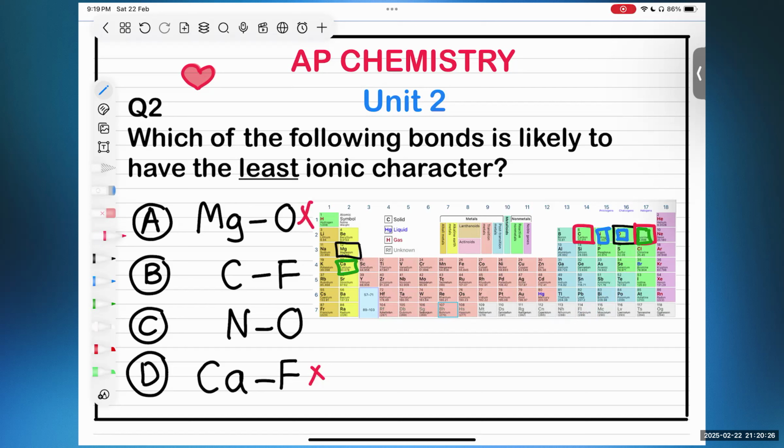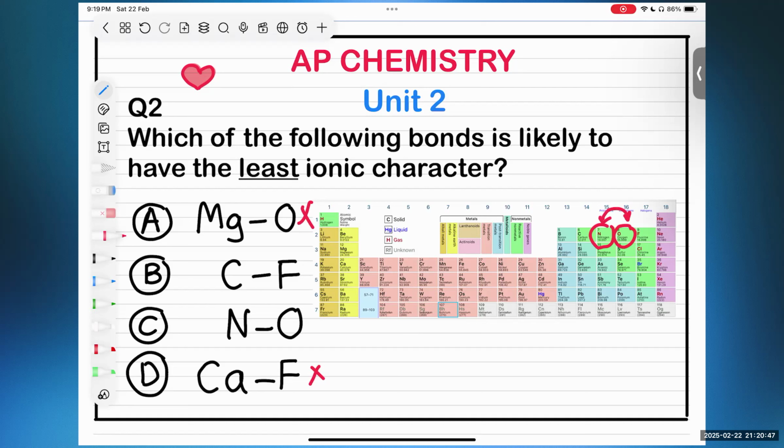Now I have carbon and fluorine, still a little bit far from each other. And then nitrogen and fluorine. I think nitrogen and fluorine will be the closest to each other. So I will get this as the worst option for ionic character. I don't want to use the nitrogen and oxygen.